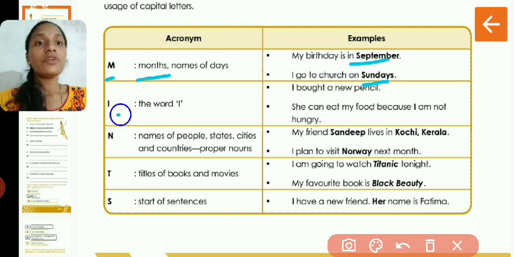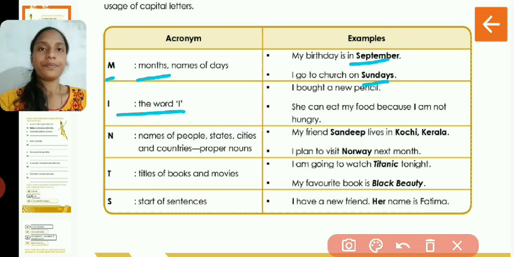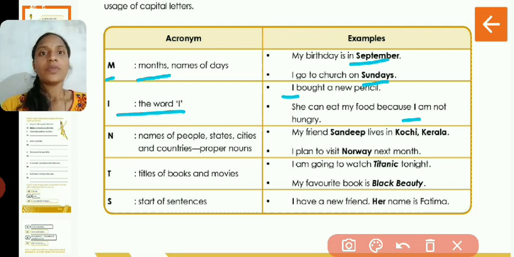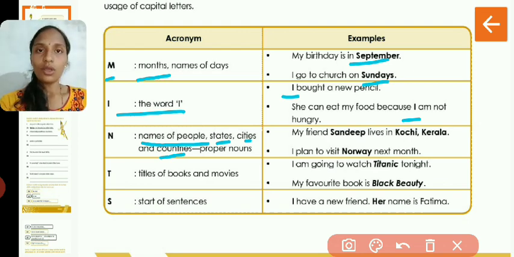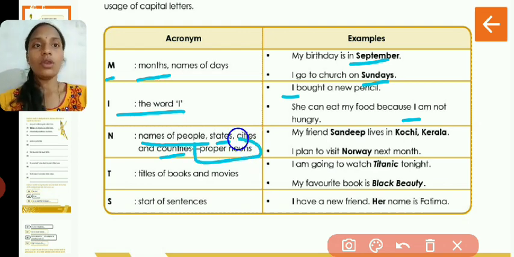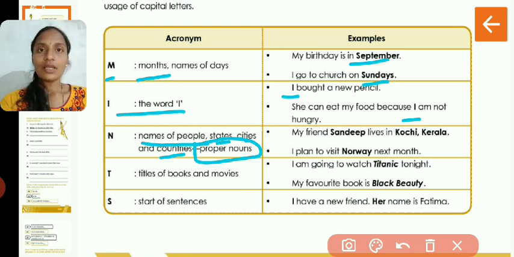Now, whenever we write the word I, that I should always be capital. N stands for names: names of people, states, cities, countries. That means all proper nouns. The first letter should be a capital letter. T stands for titles: titles of books, titles of movies. We have to write the first letter capital.